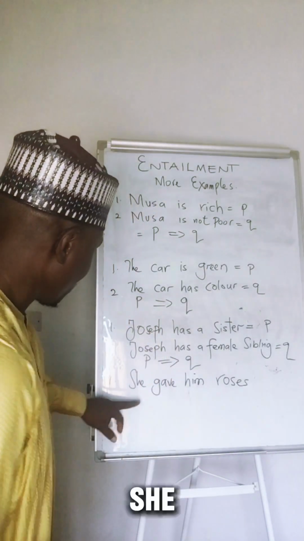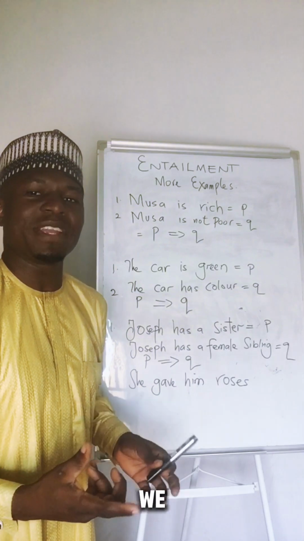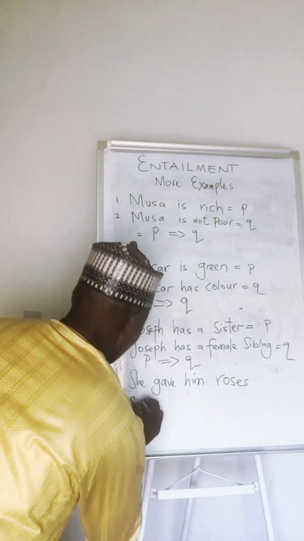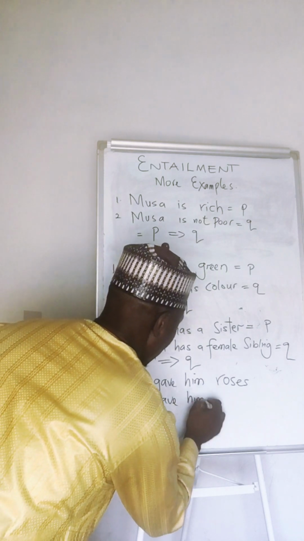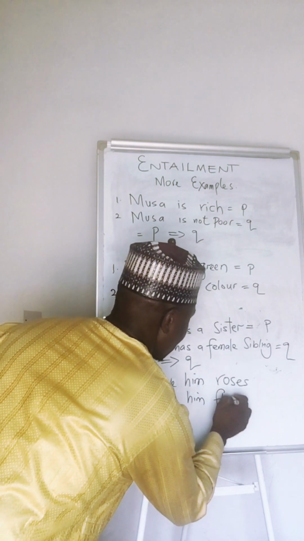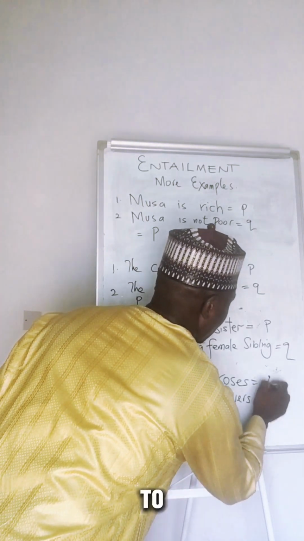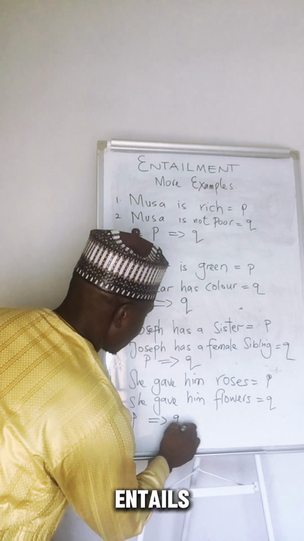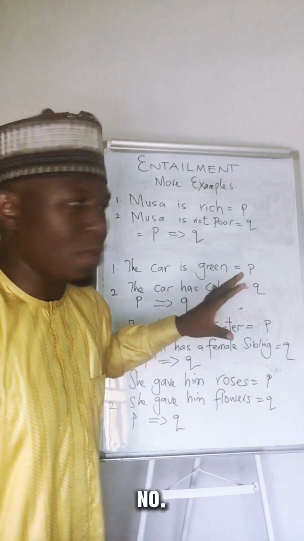Okay, next. She gave him roses. What can we entail from this? We can say that she gave him flowers, which is equal to Q. This is equal to P, and therefore P entails Q. So now, what do you think happens in number one?